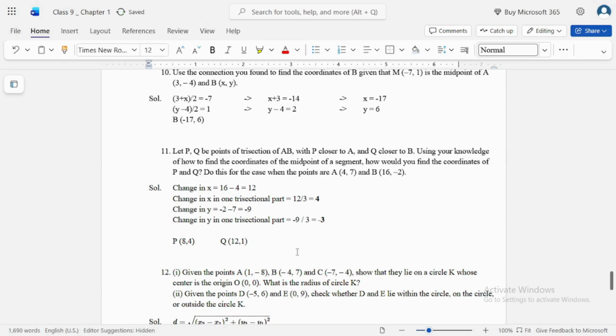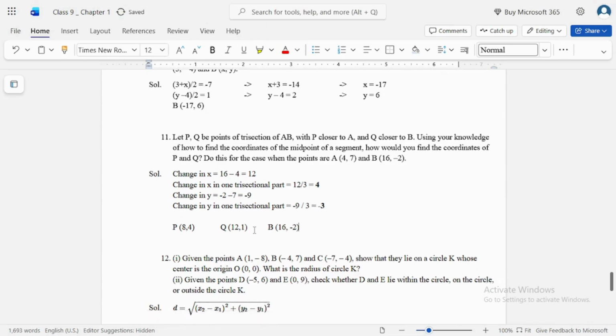Okay, so 12 plus 4, which is 16. Yeah, it is matching, and let's match the y coordinate also. 1 minus 3, which is -2. This is matching. So that was the solution to question number 11.